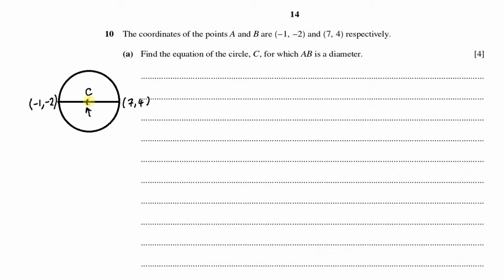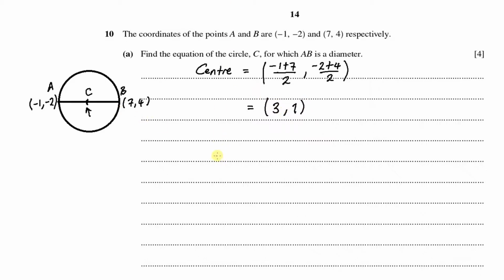The coordinates of the center C here should be the midpoint of the 2 points, A and B, because we have A here and we've got B here. So that will be for the center. We can say it's the midpoint. So we add the x coordinates and divide by 2, then the y coordinates and divide by 2. This gives us -1 plus 7, that's 6, and 6 divided by 2, that's 3. Then -2 plus 4 is 2, and 2 divided by 2 is 1. So the coordinates of the center are (3, 1).